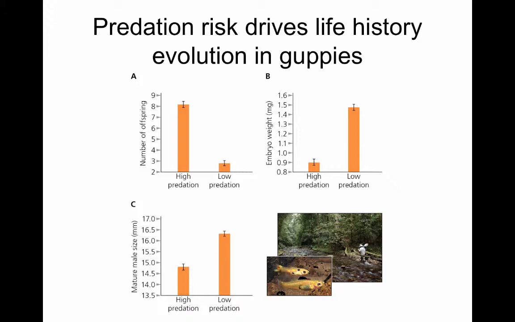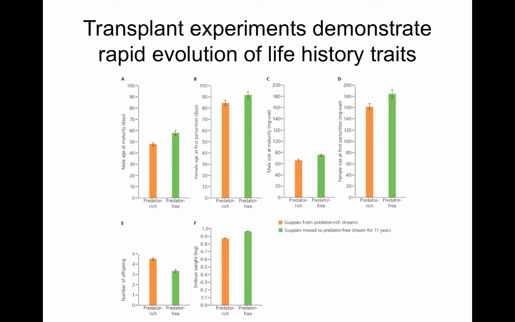So these differences in Trinidadian guppies can be quite striking, and they've evolved over a small number of generations because of very strong selection pressure from predatory fish. Transplant experiments using guppies can show that these traits are under strong selection. If you move low predation guppies that get big and are slow to a high predation environment, they just get nailed.